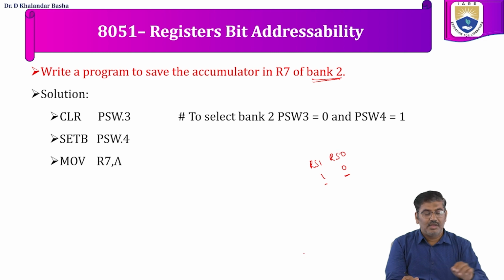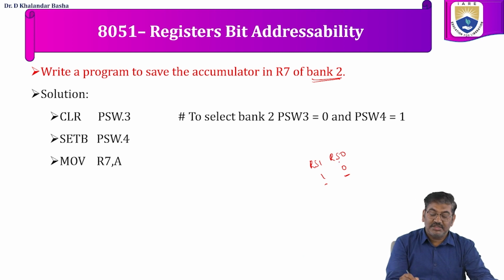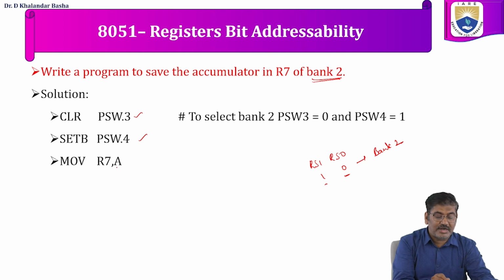depending upon which register bank we are going to set. So for making the RS0 bit 0 for selecting bank 2, we have to clear PSW3. To set RS1 as 1, we are going to set PSW4. So once we have set these two values for PSW3 and 4 as 10, then bank 2 will be selected. Once bank 2 is selected, we can have the data transaction. So here we need to save the accumulator in R7. So accumulator contents would be moved into R7, where this R7 belongs to register bank 2.